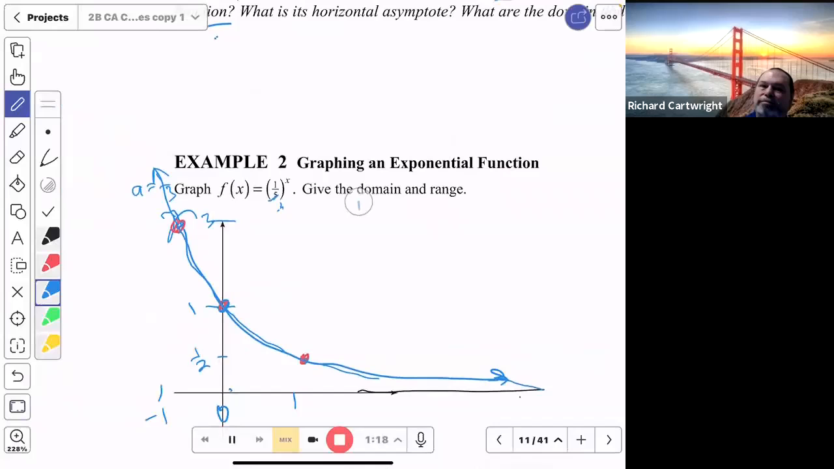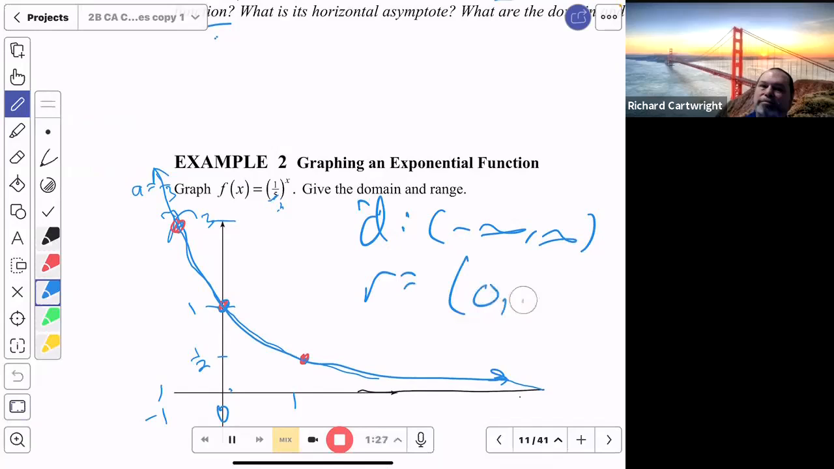Domain and range, same as before. Domain, negative infinity to infinity. The range, I want to be at 0, but I can't get there, to infinity. That's my range. It goes from 0 to infinity.